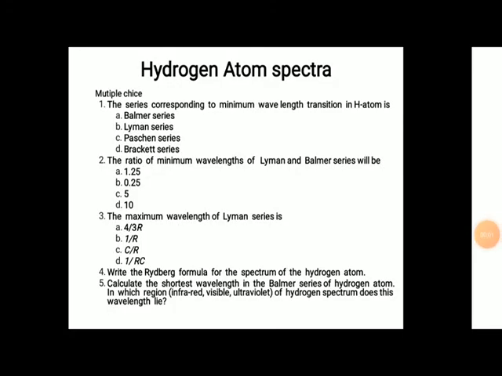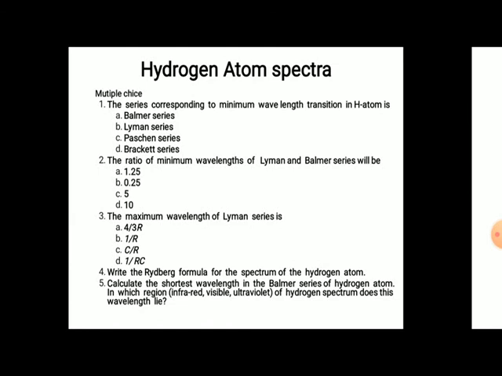Students, here are some questions related to your topic. First, 3 are multiple choice questions. Question number 1: the series corresponding to minimum wavelength transition in hydrogen atom is, first option Balmer series, second option Lyman series, third option Paschen series, fourth option Brackett series. Now the next question: the ratio of minimum wavelengths of Lyman and Balmer series will be, first option 1.25, second 0.25, third 5, fourth 10.